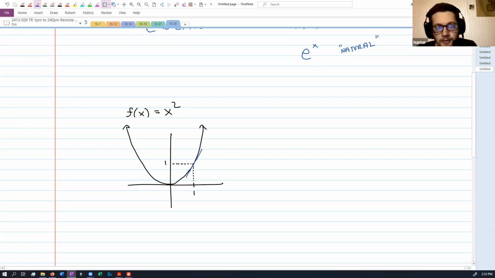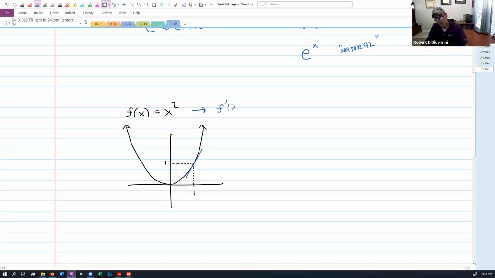The derivative of this is 2x. So if I wanted to know the slope of the tangent line at 1, you would just plug 1 in here and you would tell me the slope is 2. The slope of that is 2, because you plug 1 into the derivative.